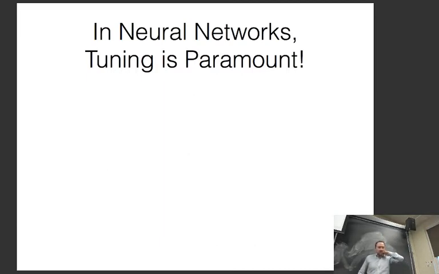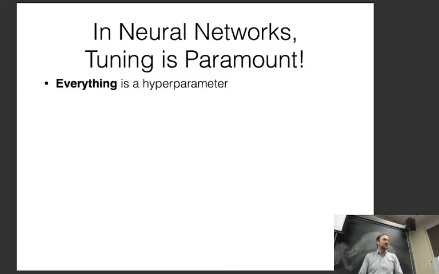So in neural networks, one of the good things is they're extremely powerful and they're good at getting good results. One of the bad things about neural networks is everything is a hyperparameter. So this means that you need to tune them appropriately to get the absolute best performance. You can do pretty well without tuning, but if you do tuning, you'll get better results usually.